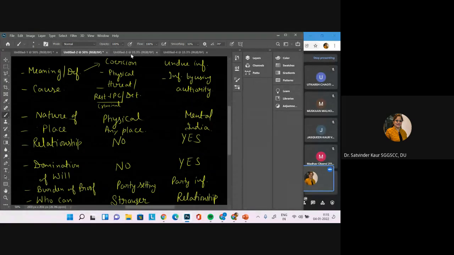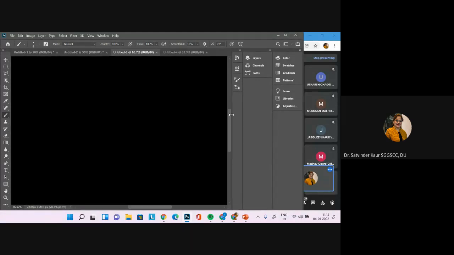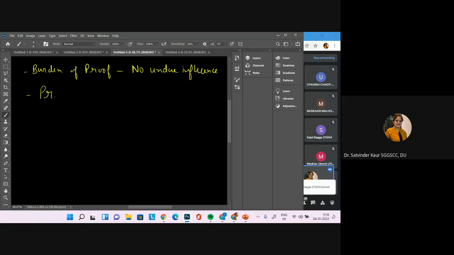Okay. Now we move to the next point where we say that there are presumptions of undue influence. Presumption means that when we talk about the burden of proof, the other person who has employed the undue influence is required to prove that there was no undue influence, and that the person entered into the contract with his sweet will. But when we talk about the presumptions, presumption means pre-assumed.